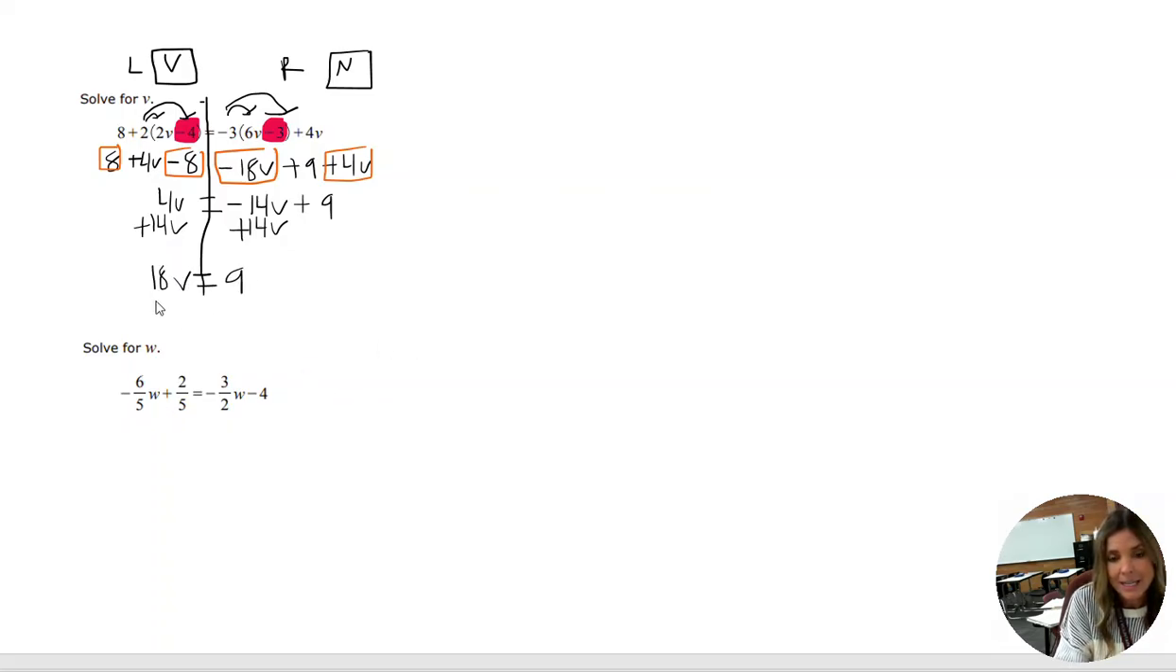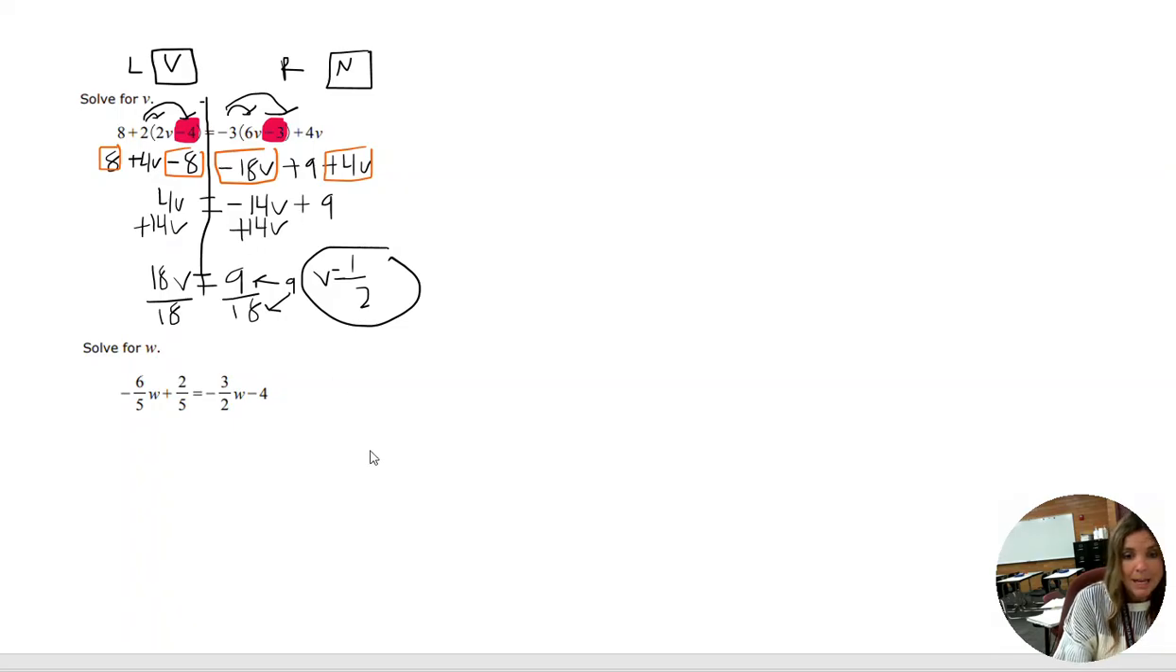And then my last step is to get rid of that multiplication of 18 by using division. Now, 9 divided by 18 is not 2. 9 divided by 18 simplifies to 1/2 because 9 goes into 9 once, 9 goes into 18 twice, so v equals 1/2 is the solution. You can have solutions that are integers, you can have solutions that are fractions, your solution can even be 0.